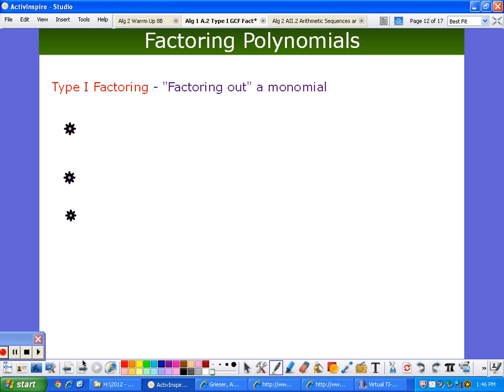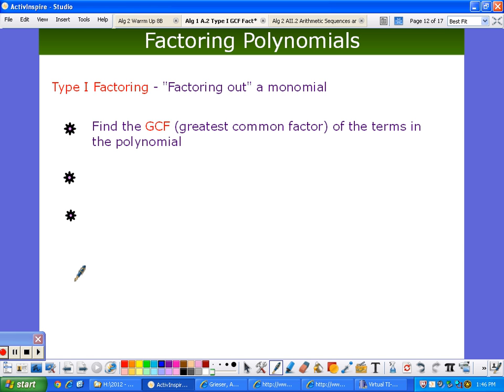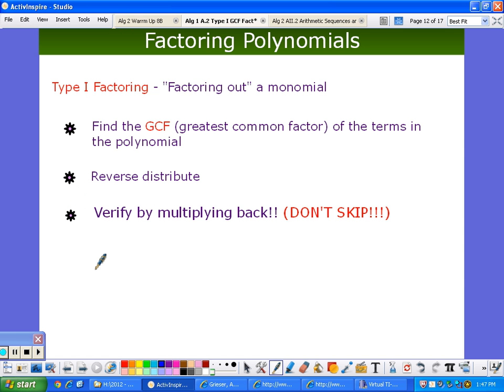Type 1 factoring is when you factor out a "monomial", and it's in quotation marks there because we kind of use that language. We say factor that out. What we're really doing is finding the greatest common factor inside of the polynomial, and then we reverse distribute. The most important thing that I can't emphasize enough is to verify that you factored correctly by multiplying back, just like we did in the previous example. Do not skip this step.